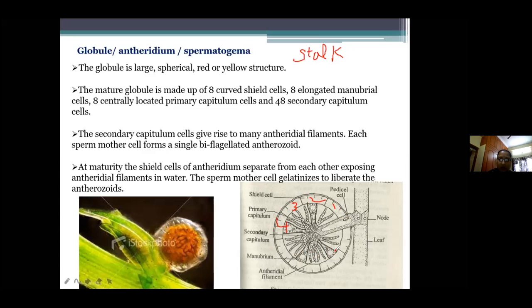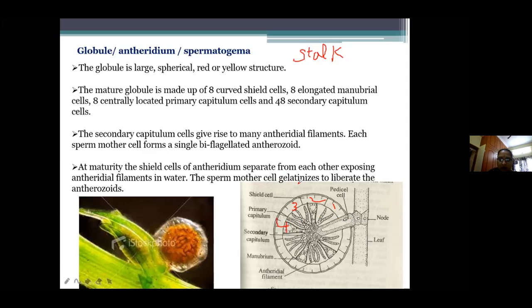This is very important. These shield cells are filled with a sometimes yellowish or reddish color. These are characteristic features of the antheridium. How to identify the antheridium? It is a spherical shape, but this color is also a characteristic feature for identification of the antheridia. Okay, did you understand that?